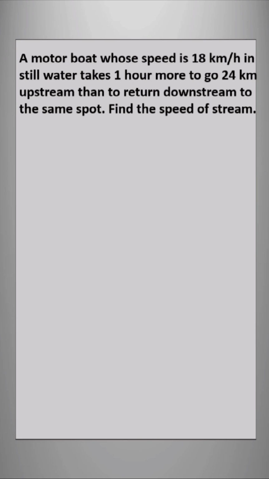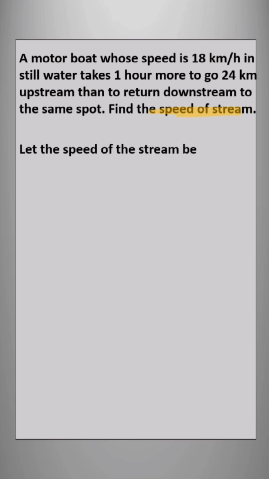The first question among these is: a motorboat whose speed is 18 km per hour in still water takes 1 hour more to go 24 km upstream than to return downstream to the same spot. Find the speed of the stream. Since we have to find the speed of the stream, let us keep the speed of the stream as x km per hour.